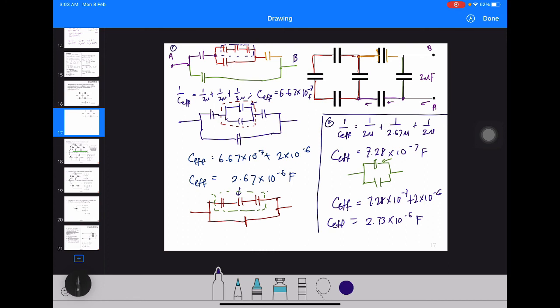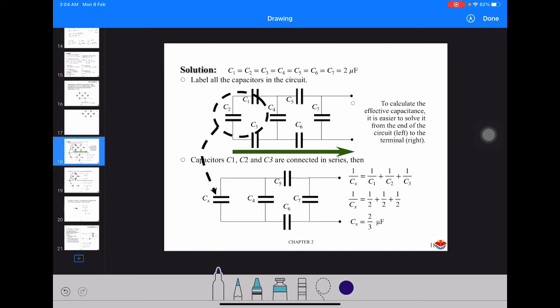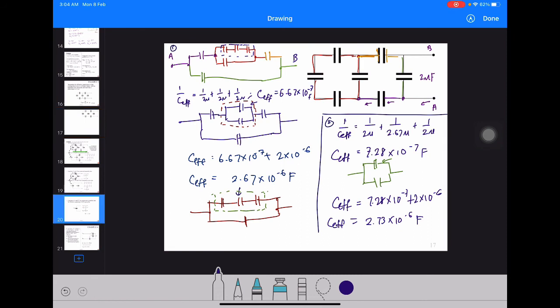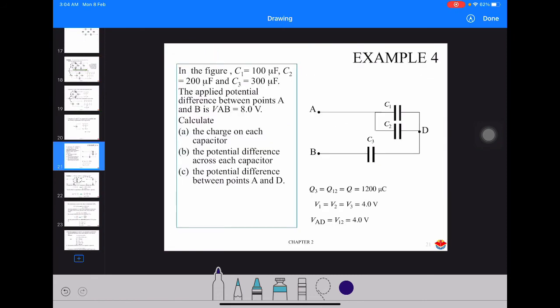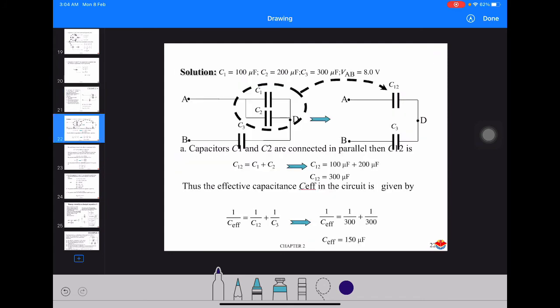But before you start combining those capacitors, I strongly suggest you redraw the diagram. It might help you to understand the circuit better. So the final answer here, they get 2.73 microfarad, which is exactly the same as ours. So yeah. Okay, example number 4, you might have to go through yourself.